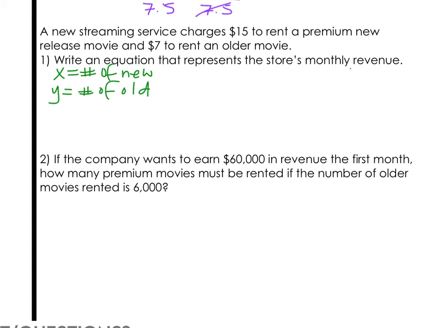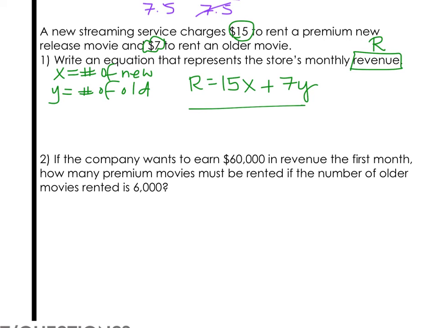We're looking to solve for revenue, so we need to have another variable. Let's make revenue capital R, and that'll be revenue equals. The revenue is found by taking the money from the new videos plus the money from the old videos. R equals our total revenue. For each new movie rented, we charge $15. That means 15 times X would give us how much money we earn for selling X number of new movies. Plus $7 to rent an older movie, so $7 would be times Y, the number of old movies that we sell. And there's your formula.